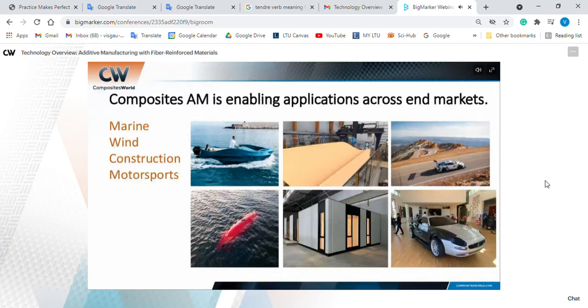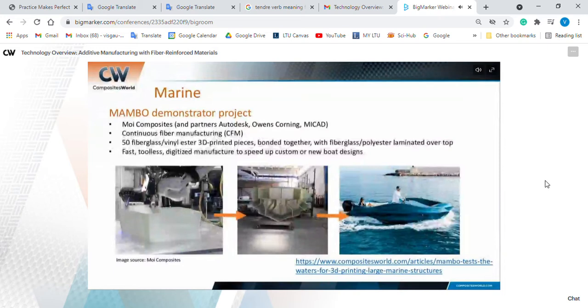So this is in no way an exhaustive list, but I just want to show a little of that scope and quickly highlight a few examples from companies we've been talking to lately across marine, wind, construction, and automotive and motorsports markets specifically. So first, a couple of quick examples in marine.